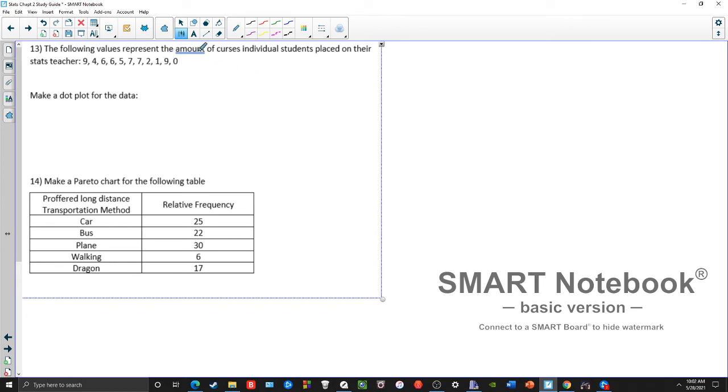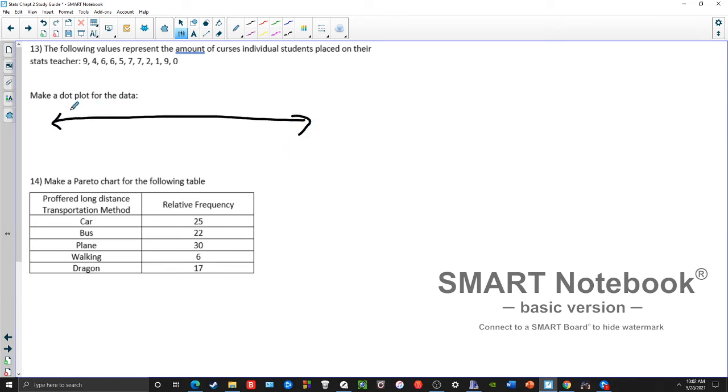So the amount of individual cursors placed on a stats teacher make a dot plot. So a dot plot is simply a number line, and then dots above the numbers representing how many of them there are. So we go from 0 to 9 here. So 0, 1, 2, 3, 4, 5. I know I sound like the Count Chocula here, but 8, 9. And so we have 1, 0. So we put one mark above 0.